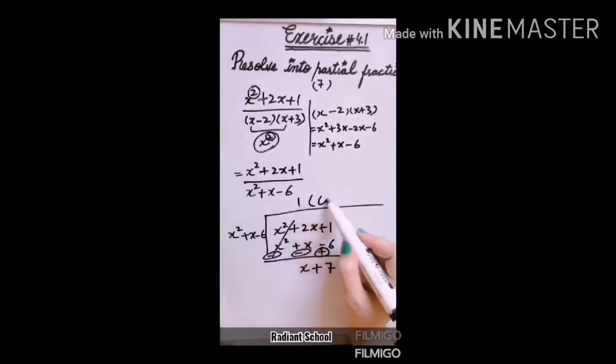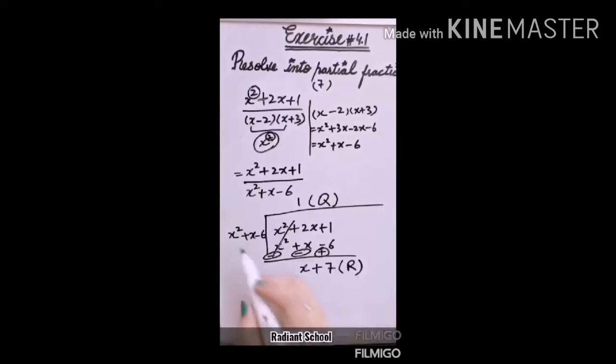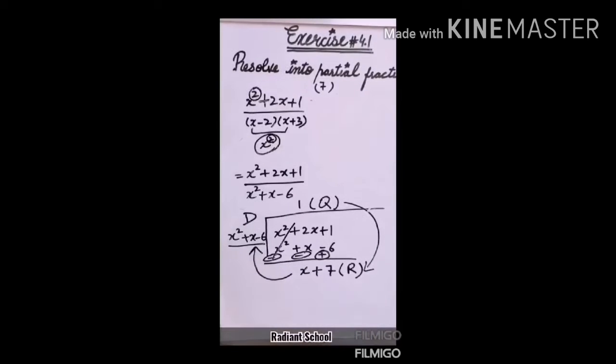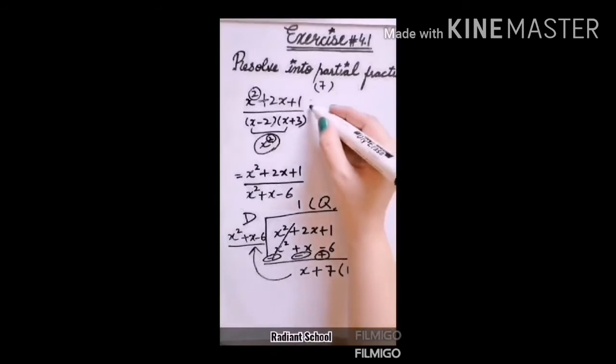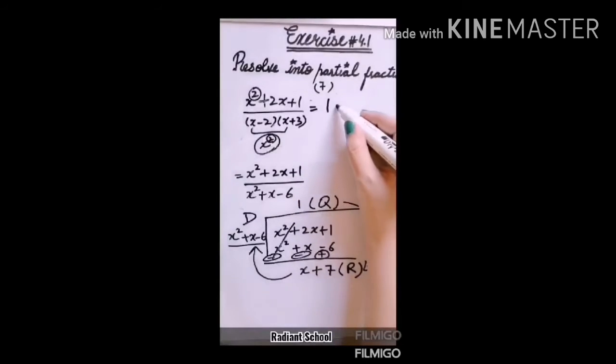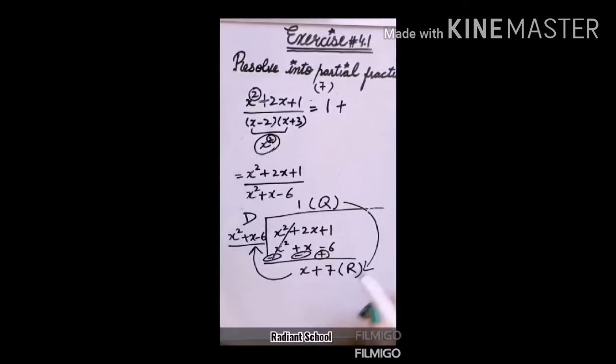This is said to be the quotient, this is said to be the remainder, this is said to be the divisor. So students, now how will you write the answer? You will write the answer like this, in this order. First of all you will write the quotient. The quotient is 1, and the sign will be plus between them. Then you will write the remainder in the numerator, x plus 7.